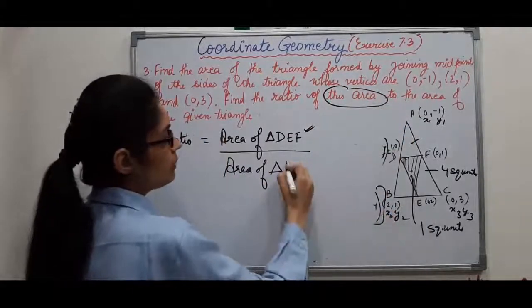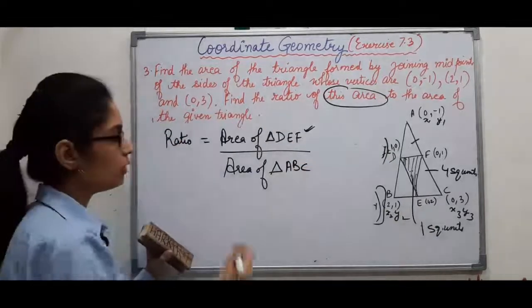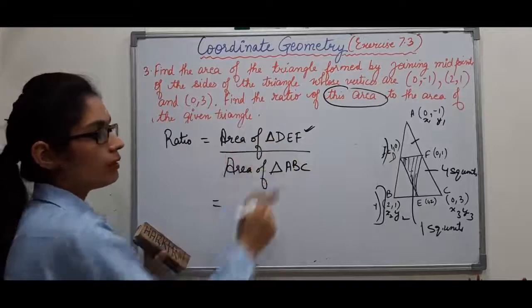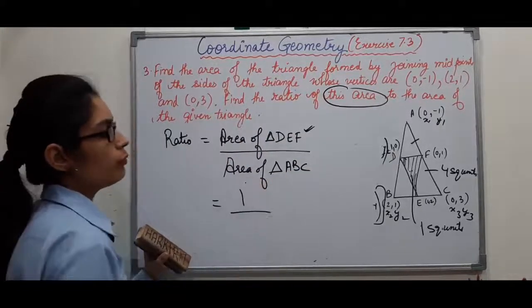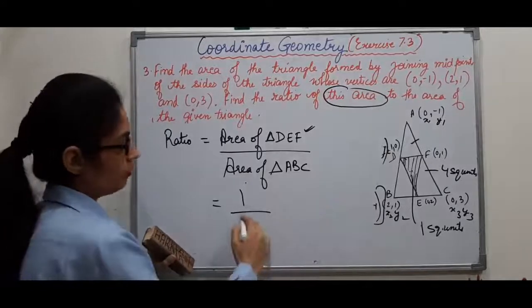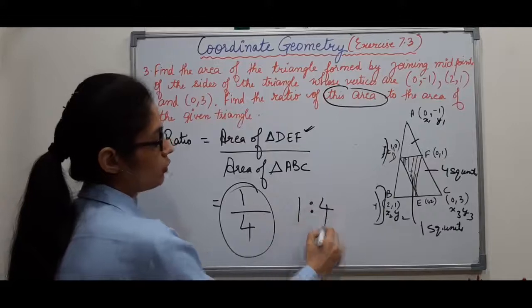The given triangle is ABC. If you write it in the opposite way, your sum will be incorrect. So the area of triangle DEF is 1 square unit, or I can write 1. The area of triangle ABC we have just found is 4. So the ratio will be 1:4.